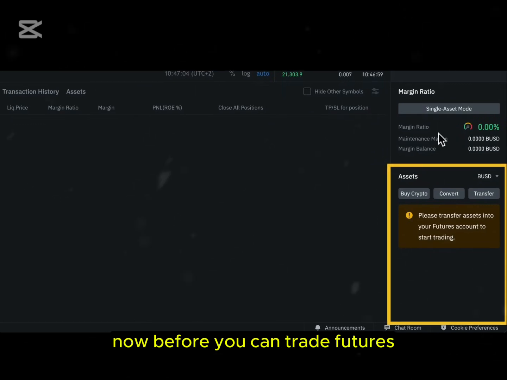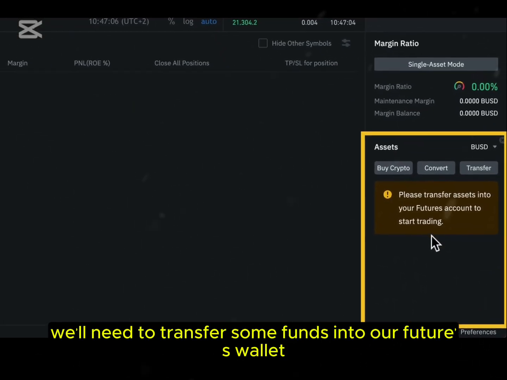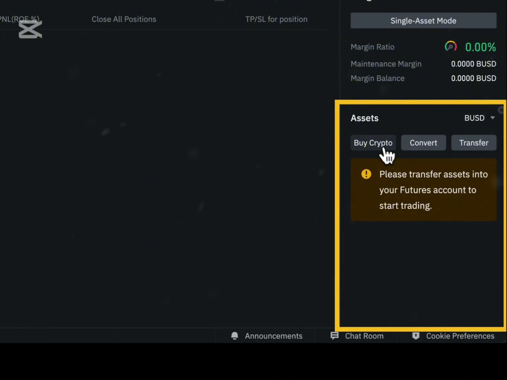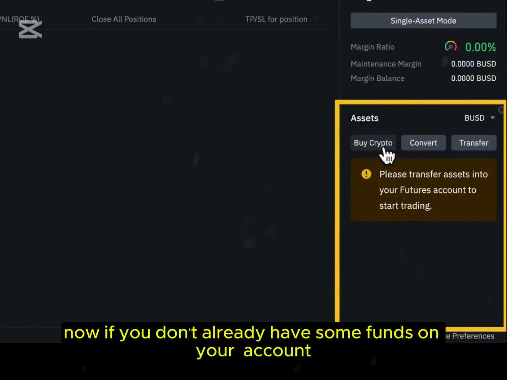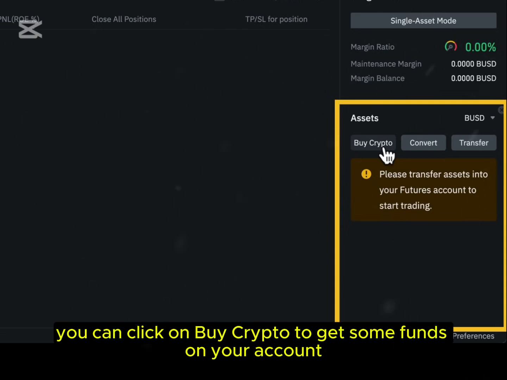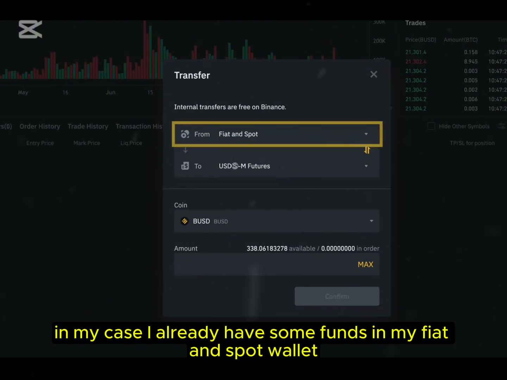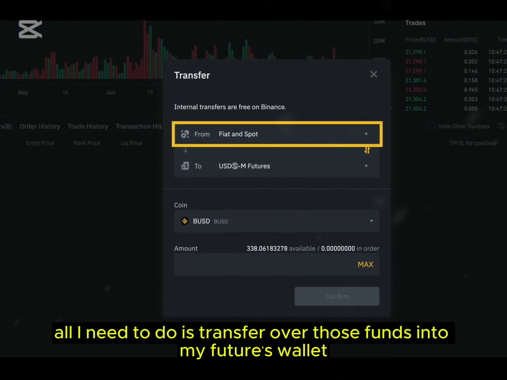Now, before you can trade futures, we'll need to transfer some funds into our futures wallet. To do that, we're going to go down to the bottom right to the Asset window. Now, if you don't already have some funds on your Binance account, you can click on Buy Crypto to get some funds on your account. In my case, I already have some funds in my fiat and spot wallet. So, all I need to do is transfer over those funds into my futures wallet.